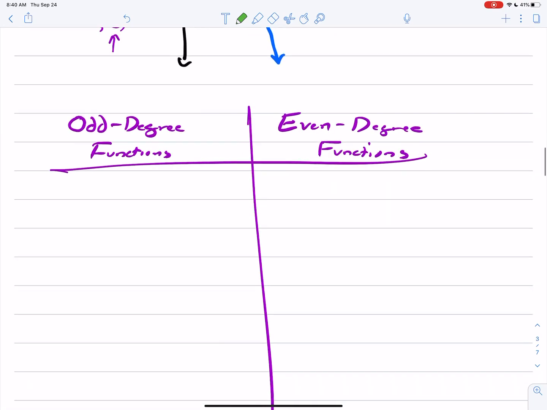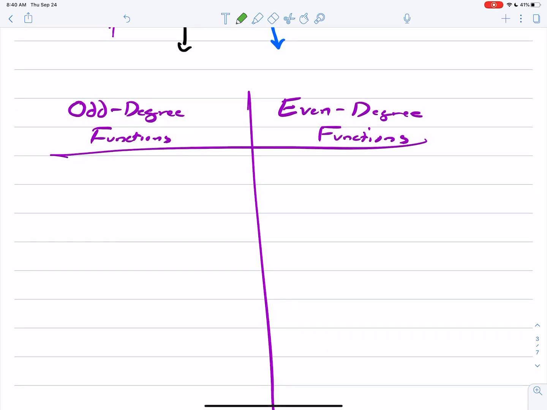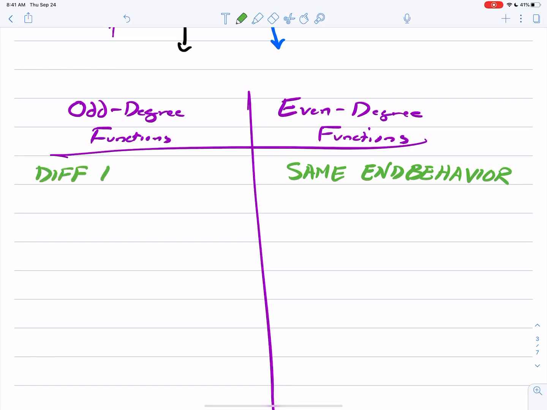So here we go. We go back to our chart. Even degree functions have the same end behavior. Go ahead and write that down. Even degree functions have the same end behavior. Okay, you notice that odd degree functions have different end behaviors. You have pretty much one of each.